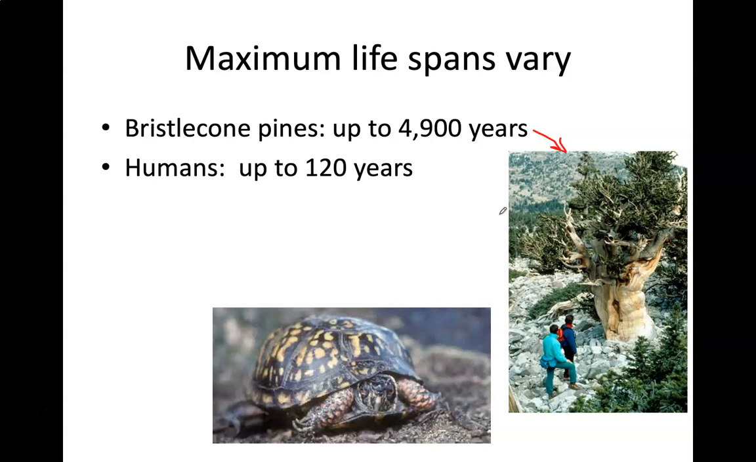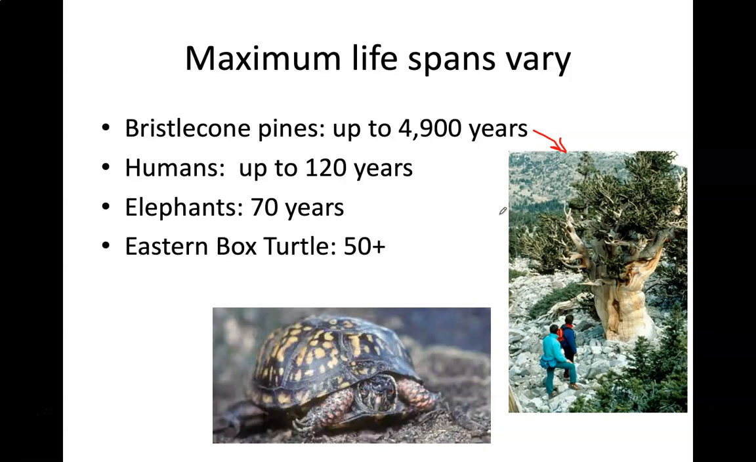Versus humans, our maximum lifespan is about 120 years right now. Then you've got elephants. I mean, elephants are bigger than humans, so you'd think, oh, big animal, bigger than us, maybe bigger lifespan. Nope, they've got a lifespan of about 70 years for maximum.